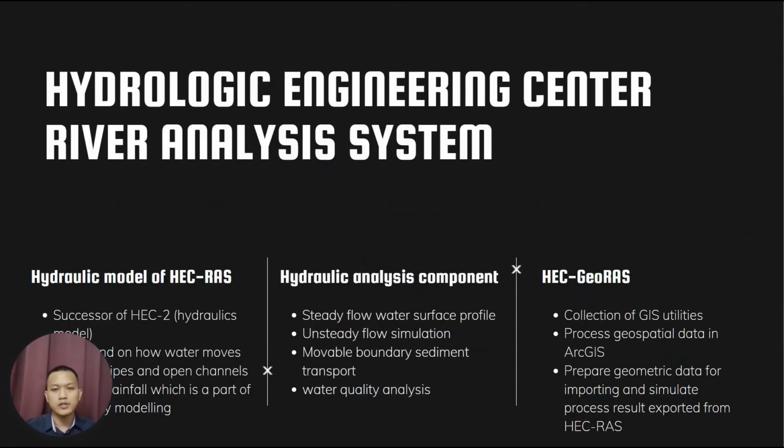Next, I'll be explaining the Hydrologic Engineering Center River Analysis System. Amongst its hydraulic analysis components are steady flow water surface profile, unsteady flow simulation, movable boundary sediment transport, and water quality analysis. HEC-RAS comes with HEC-GeoRAS, which is a collection of GIS utilities, in which GIS stands for Geographic Information System. Then it will process its geospatial data in ArcGIS, prepare geometric data for importing, and simulate process results exported from HEC-RAS.